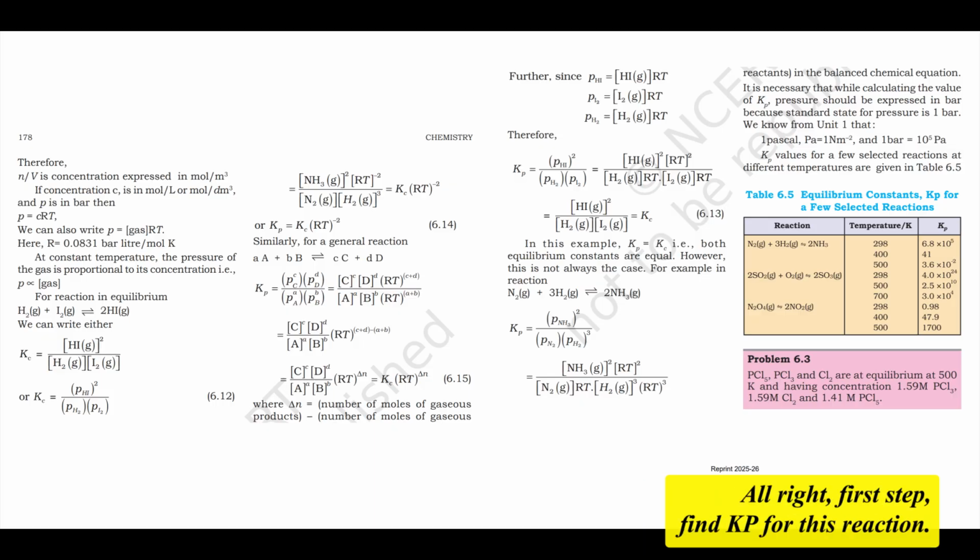All right, first step, find delta n for this reaction. Look at the balanced equation. How many moles of gaseous products are there? 2 moles of NO plus 1 mole of CO, so that's 3 moles of gas on the product side.